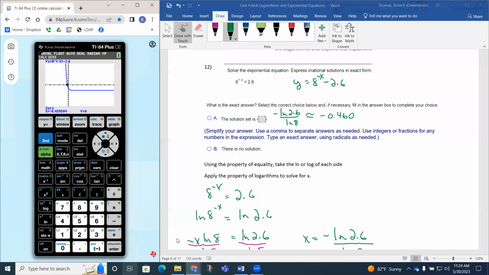But again, what they want is the exact answer, so you have to leave it in the form of negative natural log of 2.6 over the natural log of 8 if you're using the natural logarithm. Or if you use the common logarithm, that should also be acceptable.